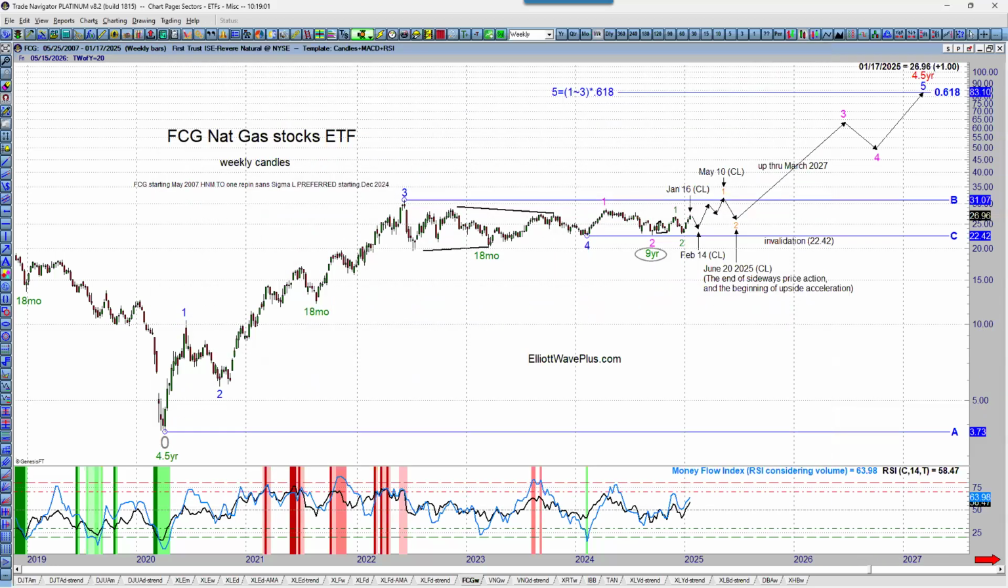So that is a warning that suggests we get a pullback next. And Hurst does agree we'll get a pullback between approximately now on nat gas stocks and mid-February. So that's only a month, maybe even just 3 weeks. So I don't know if that condition I just showed you can work itself off that quickly or not.